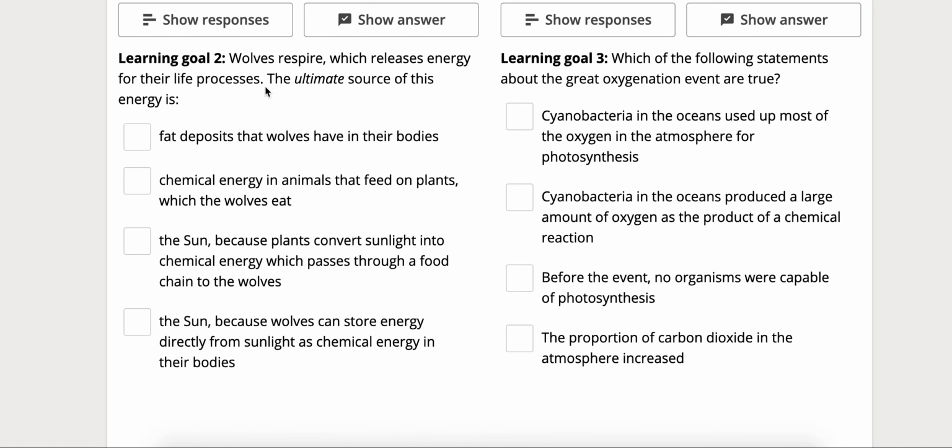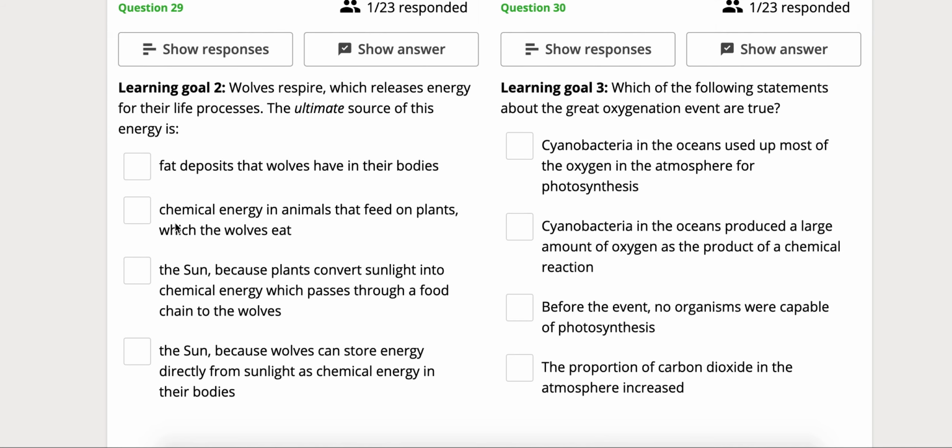Question 29. Wolves respire, which releases energy for their life processes. The ultimate source of this energy, so thinking back, where do these wolves get their energy from? So the very, very beginning of the energy source for these wolves, where would it be? And then you would select the most appropriate answer.